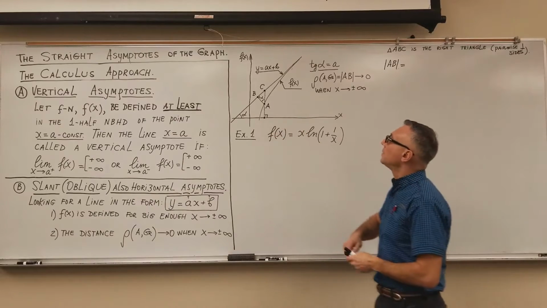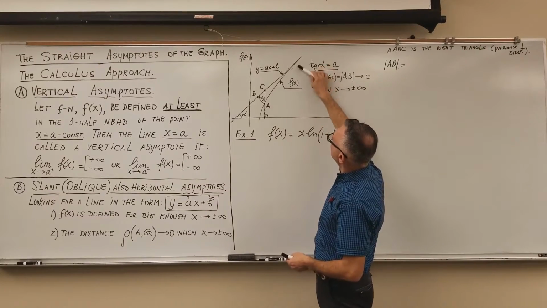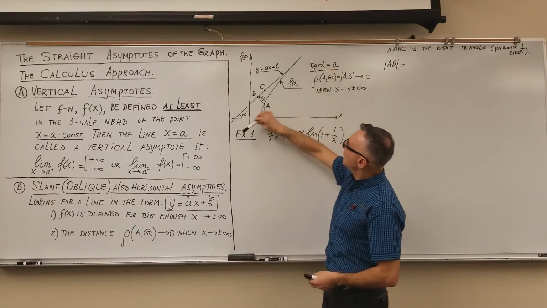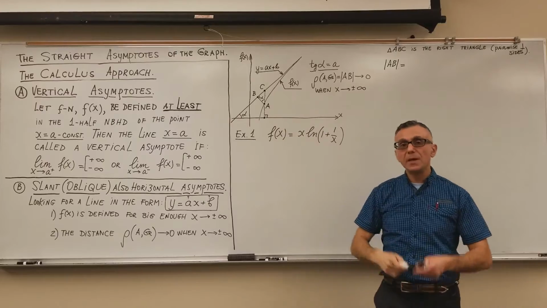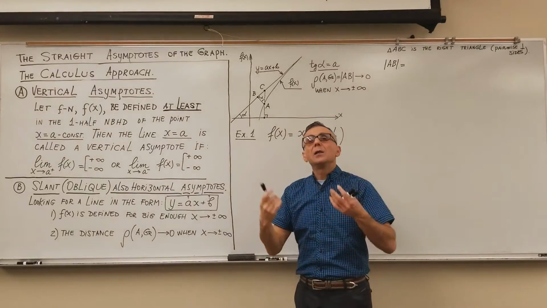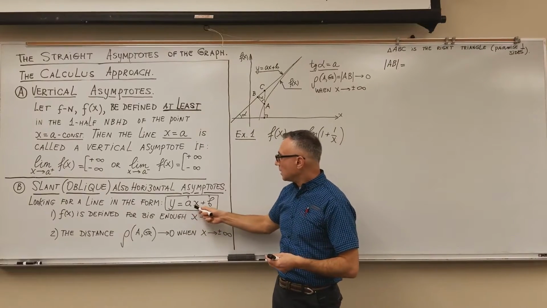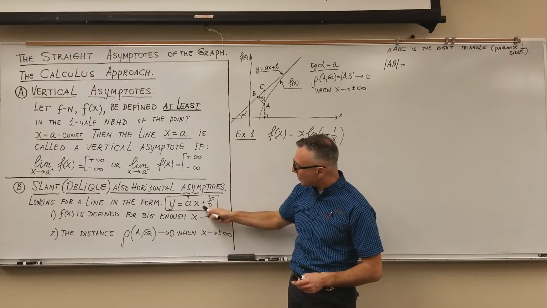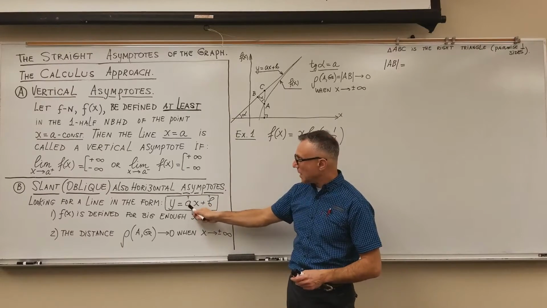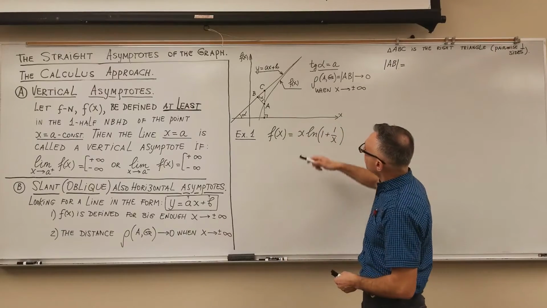Let's just look at the general picture. f of x is the curved line, that's our graph, and the straight line, the linear function y equals kx plus b, that is my asymptote. So I'll be looking for my asymptote in the linear slope-intercept form, where I need to find those two parameters, the slope and the intercept. Those two parameters need to be determined.